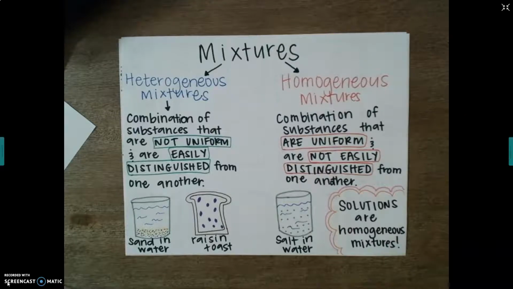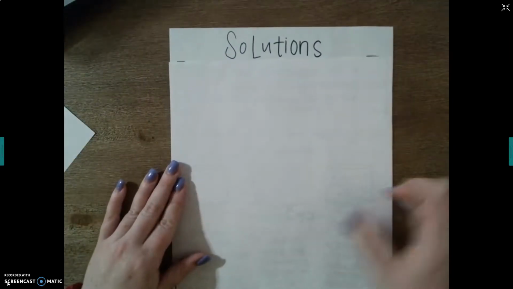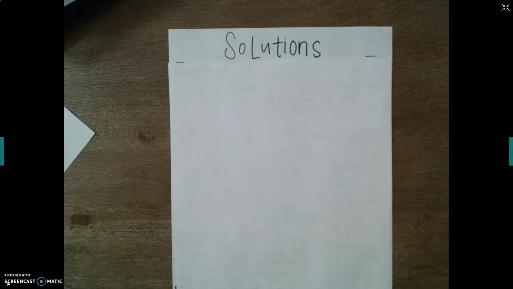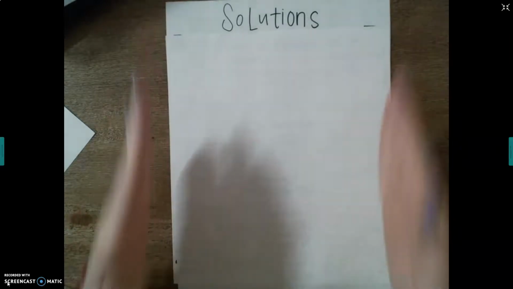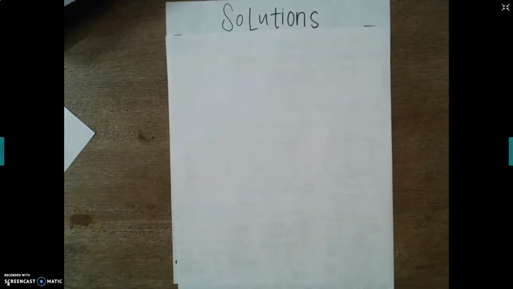Flip your paper over to the back. When you do that, instead of the same direction we were going, we're going to go up and down now. And on the back of the paper, we're going to be talking about solutions. So write solutions at the top of the paper, and we're going to be going vertically now instead of horizontally.